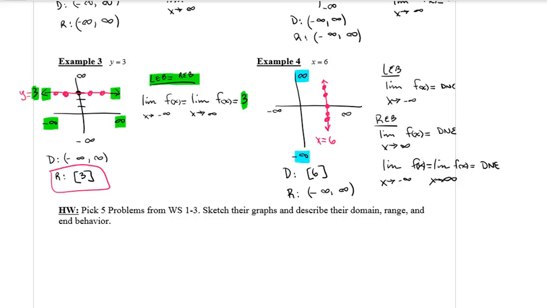Now, from last night's homework, or 2 nights ago, go ahead and take a look at worksheet 1-3. Just pick 5 and describe their domain, range, and the end behavior. All right, so that's it for this one.